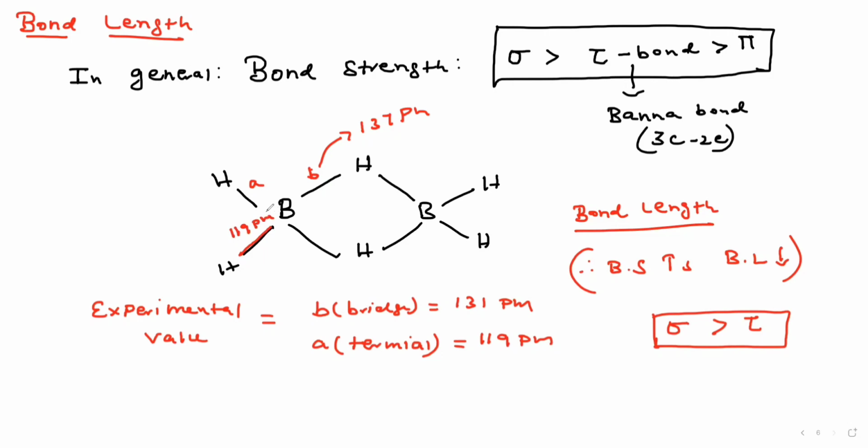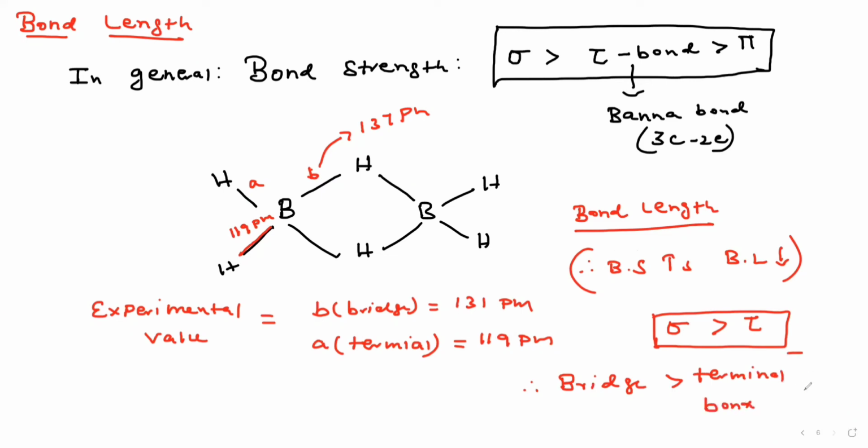Okay. This is about diborane. Very simple. First you have to know the diborane formula. Then you have to understand the orbital diagram. Then the bond order, the bond angle, and the bond length. Now you know which has the higher bond length? The bridge bond is higher compared to the terminal bond. Understand?